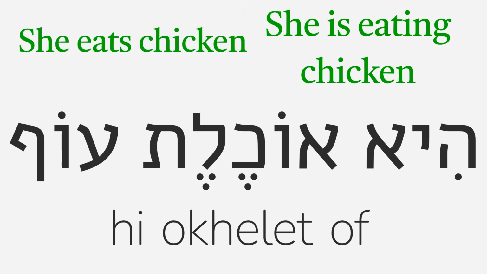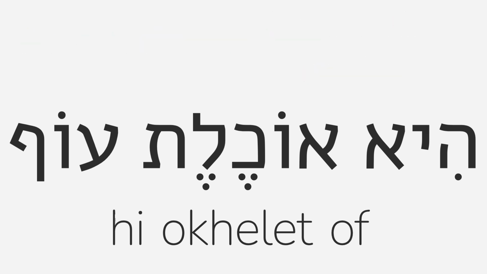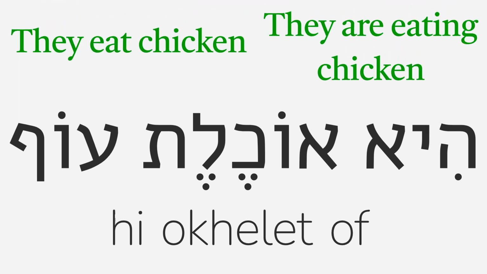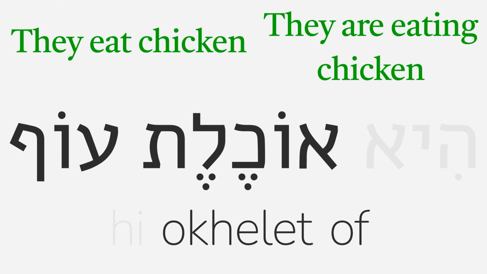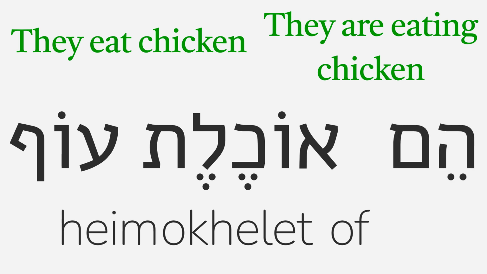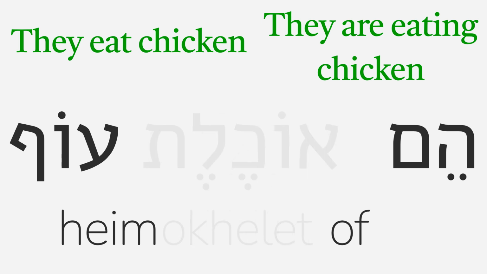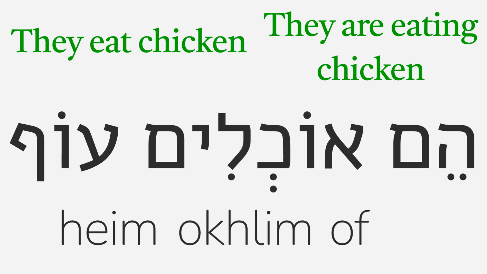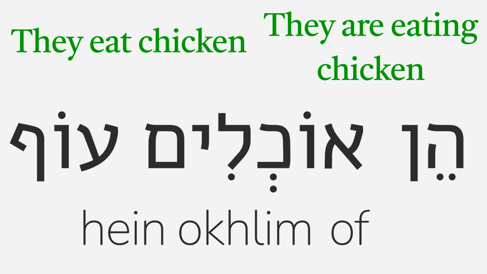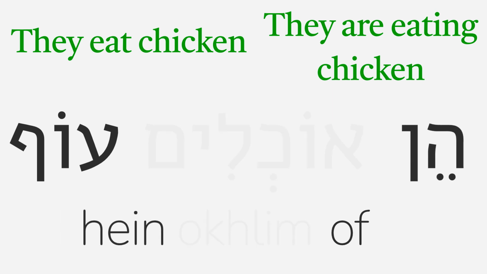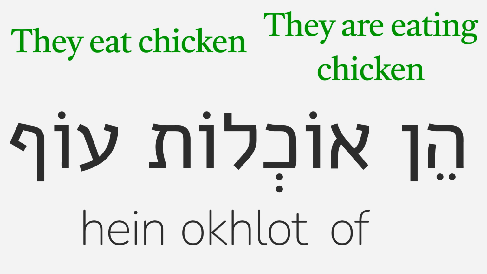And to say they eat chicken, or they are eating chicken, we must use the pronouns hem or hen. When we use hem, the verb eat must be in masculine plural form, ochlim. Hem ochlim of. They eat chicken. But when we use hen, the verb must be in feminine plural form, ochlot. Hen ochlot of. They eat chicken.